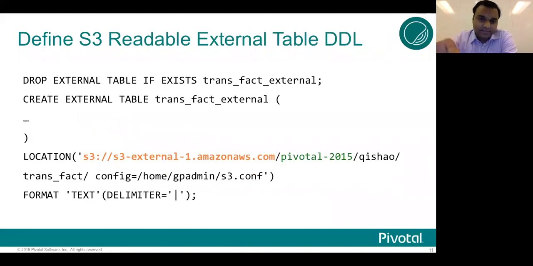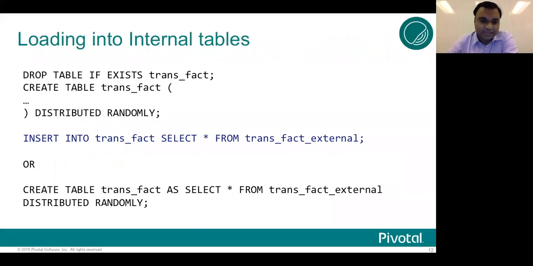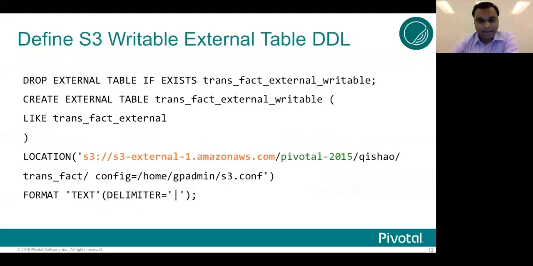After that, I'll cover this as part of a talk track later, but it's very simple for you to define a DDL. You can just say, here is a readable external table. You can create a writable external table. You can insert into an internal table from this external table. And all the best practices that apply to external tables apply here.